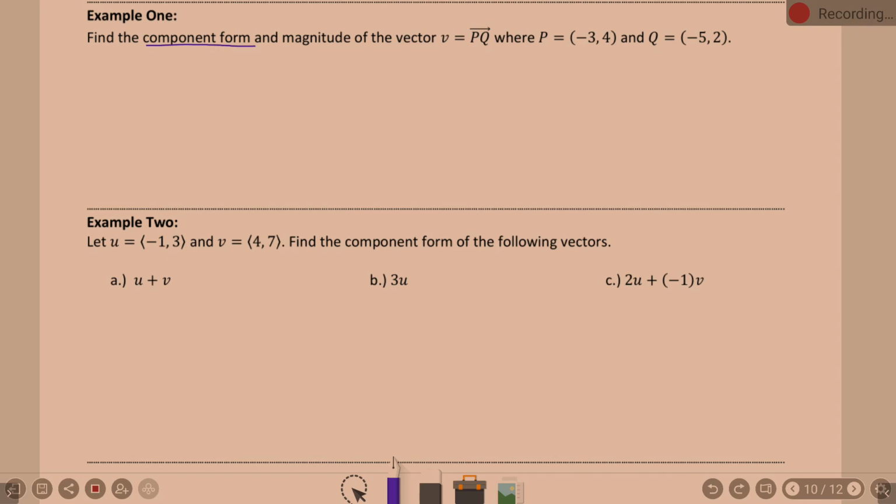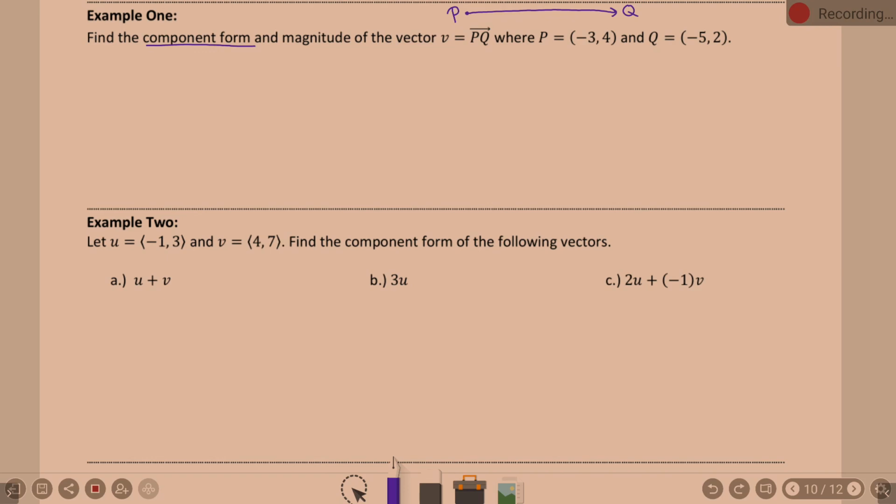Negative 3 minus negative 5 for V1. Almost. So you subtract your x's. The catch is, if this is vector PQ, what does that mean? That means if it's vector PQ, P is the initial point and Q is the terminal point. So it's the point at the head of the vector.